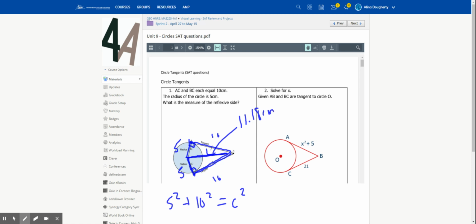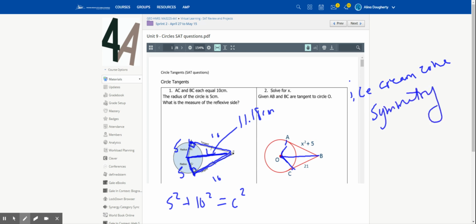Given AB and BC are tangent, so we could draw our same picture here. It's kind of like an ice cream cone. So I talk about this as the ice cream cone, and there's some symmetry here, right? Just like we had 10 and 10, these two parts of the ice cream cone, let me erase that for a minute so we can see it a little bit better, are symmetrical. They are in fact equal, and they will always be equal. So we've got 10 and 10, they're equal.